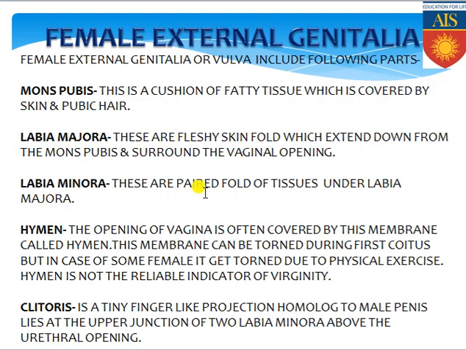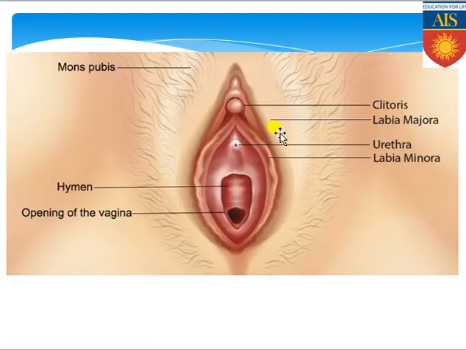Labia minora, these are paired folds of tissue under the labia majora. So if this is the labia majora, obviously you can see this skin fold I am talking about and this skin fold I am talking about. These two folds are commonly known as labia minora, and the labia minora are responsible for protecting the vulva along with the labia majora.